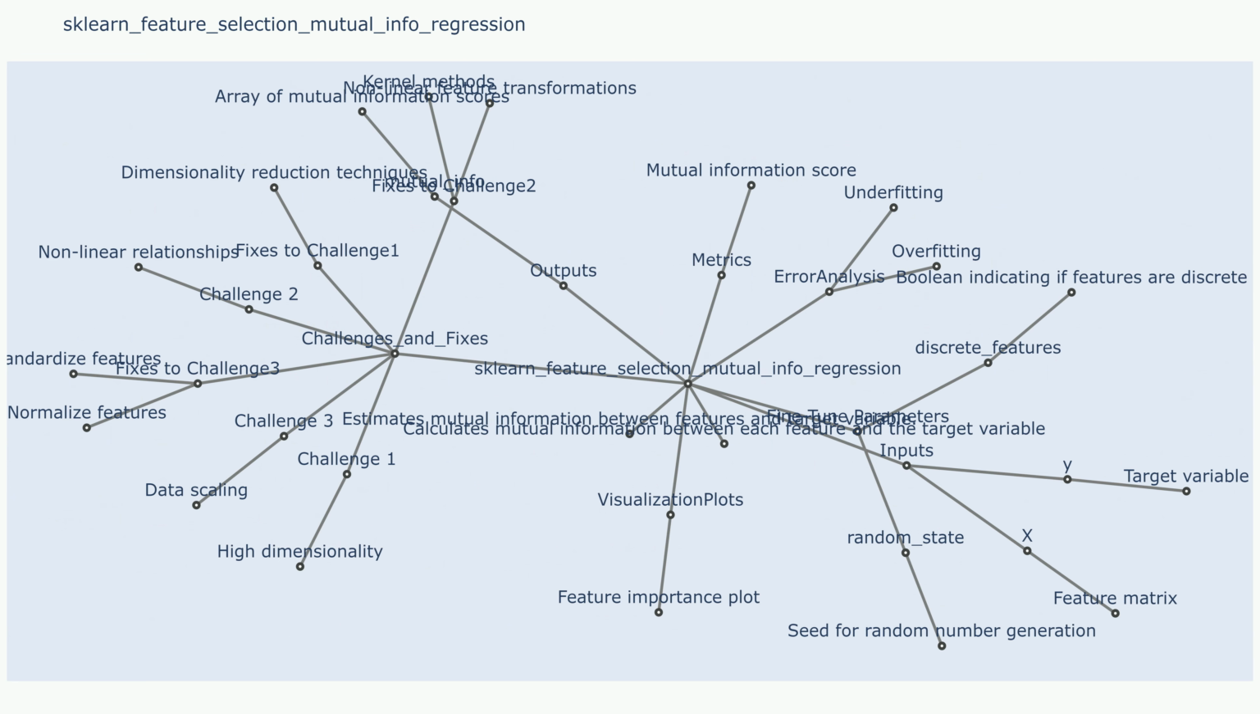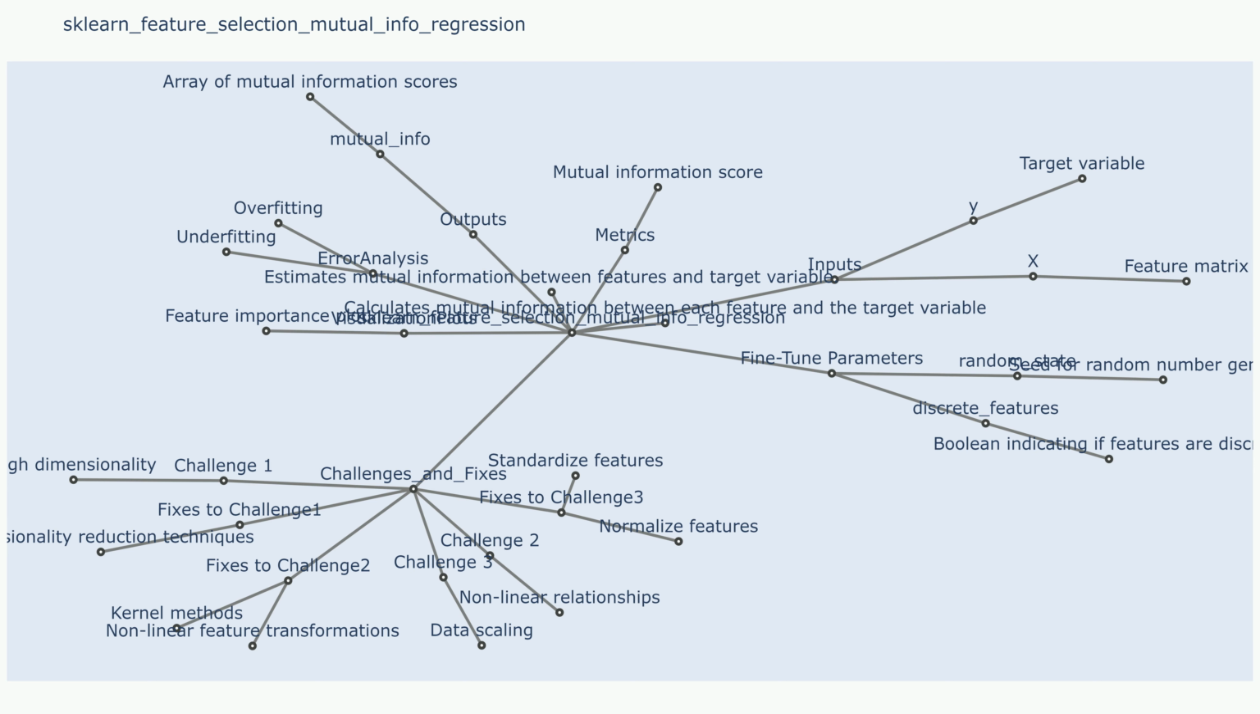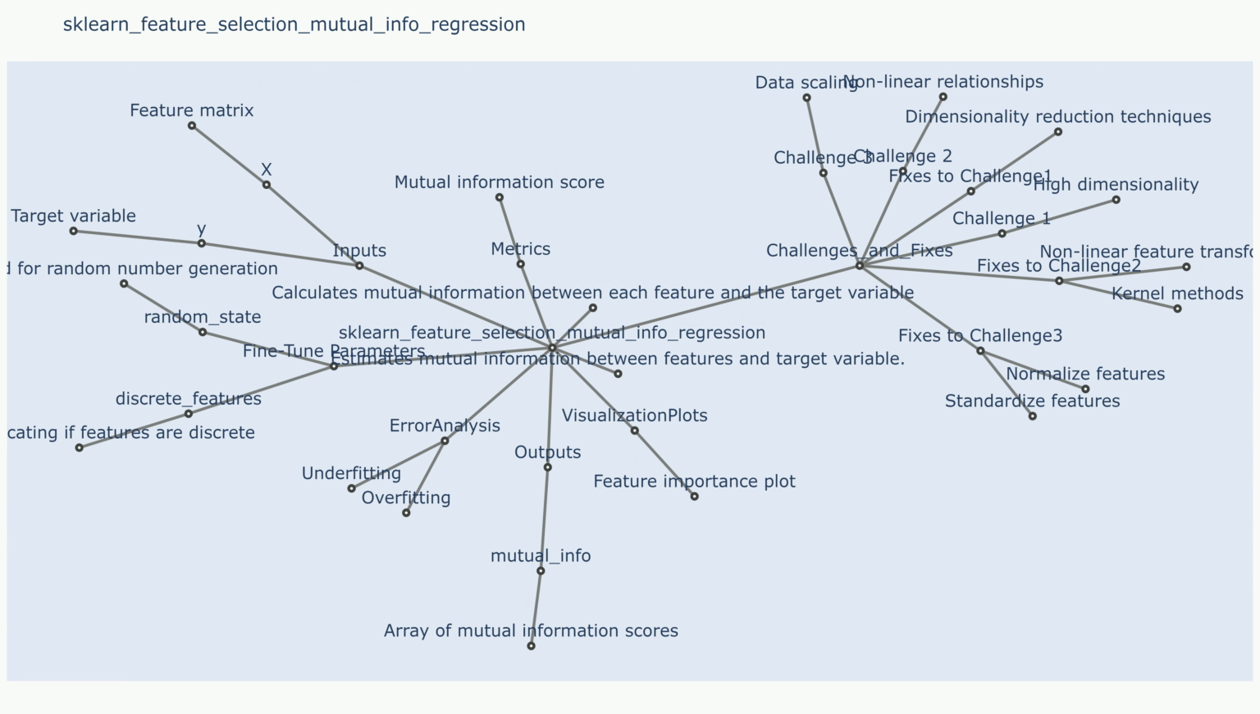Challenges and fixes. Challenge 1: high-dimensional data can lead to overfitting and unstable MI estimates. Sample use case that resulted in challenge 1: using a dataset with hundreds of features and limited samples. Fixes to challenge 1: feature dimensionality reduction techniques like principal component analysis (PCA) or feature selection methods based on other criteria, e.g., L1 regularization. Use ensemble methods like random forests to estimate the MI.